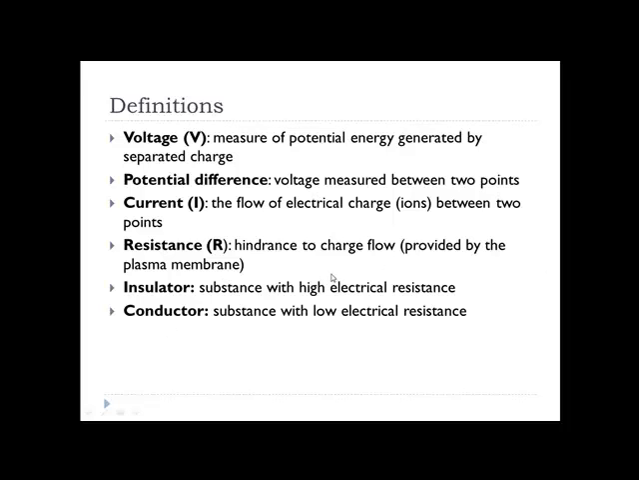Insulator, it'll have high electrical resistance like gray matter. Conductor will have low electrical resistance like myelin.